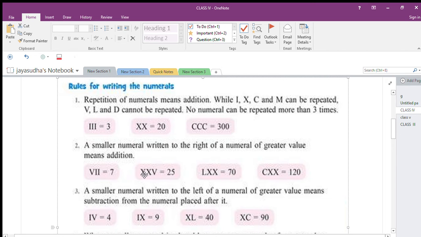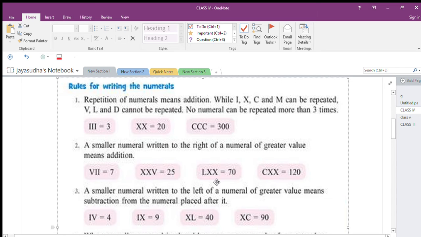Listen, this is for 10. X is the symbol for 10, V is for 5. So 10 is the greater number. After the greater number, the smaller numbers you have to add. This one is 10, this one is 10. 10 plus 10 is 20. This is 5. 20 plus 5 is 25. Are you okay, children? This is the way of writing 25.